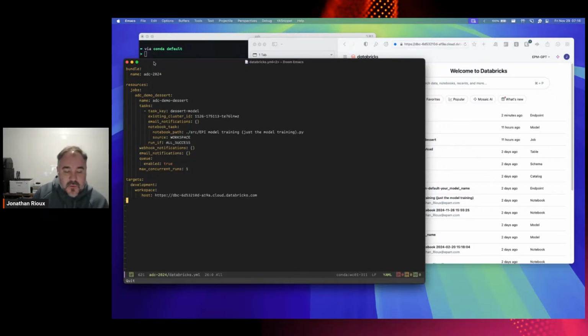I think every key is pretty self-explanatory, but I'm going to go through it. Here, we are defining a job, which is basically a series of tasks. For those who are familiar with other task runners, such as Luigi or Airflow, this is basically your directed acyclic graph, so DAG. Here, we have a single task.